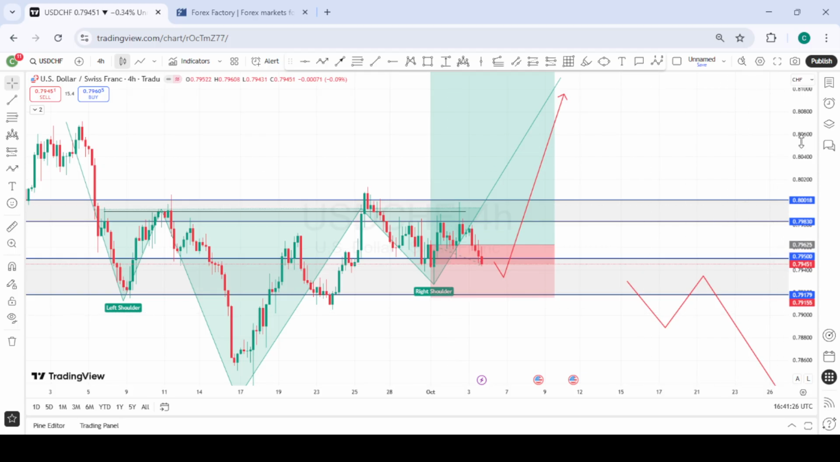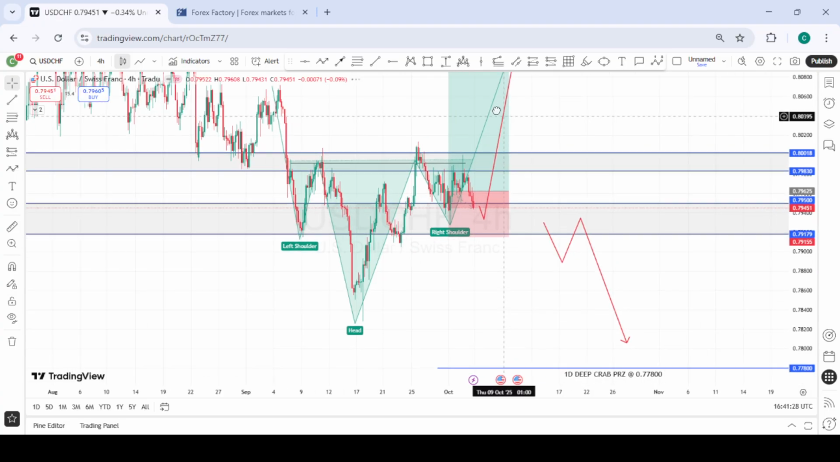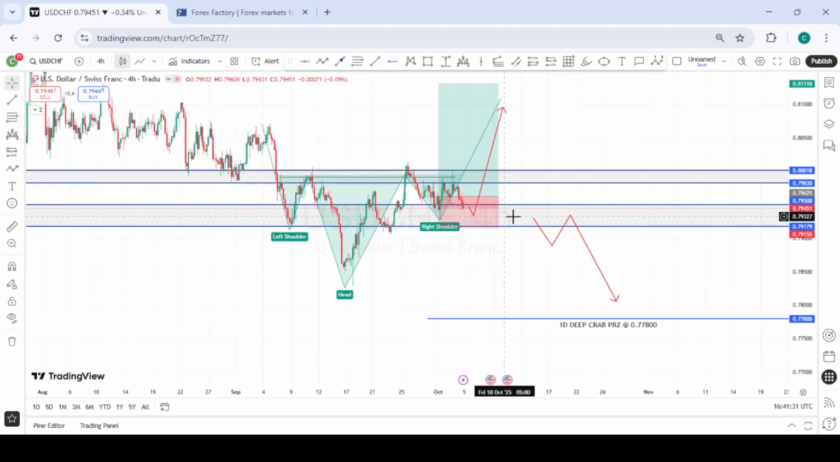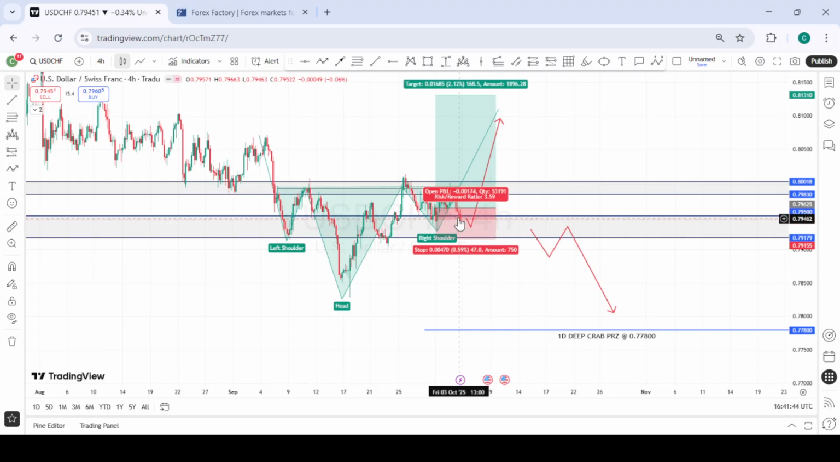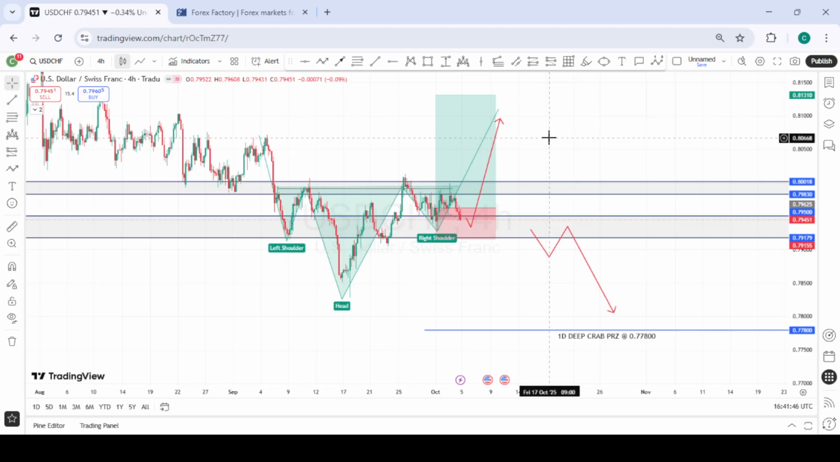And this can only be invalidated if we break below this zone and get a retest to the downside, to the previous target we were looking at for the deep cap pattern on USDCHF. So until this zone is violated, we are currently bullish on USDCHF.